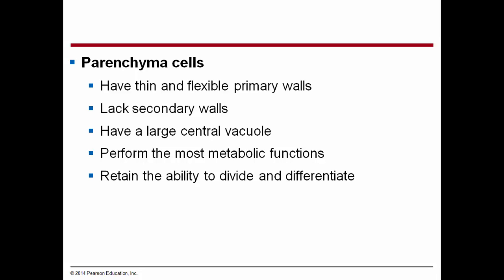Parenchyma cells have thin, flexible primary walls. They lack secondary walls, and they have a large central vacuole. They perform most of the metabolic functions. They retain the ability to divide and differentiate. So, for example, chloroplasts occur in the parenchyma cells. Parenchyma cells perform most of the metabolic functions of the plant, synthesizing and storing various organic products. For example, photosynthesis occurs within the chloroplasts of the parenchyma cells in the leaf.